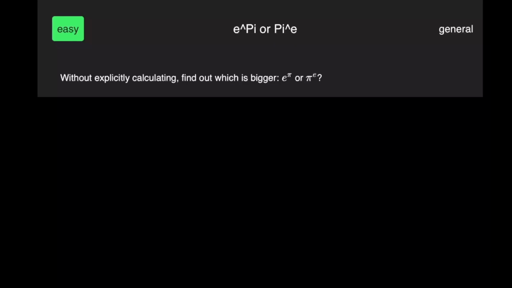But by that I mean, don't use a calculator. Don't try to take the value for e as 2.7 and the value of pi as 3.14 and try to calculate what's the value for 2.7 to the power of 3.14, something like that. We have to find it using pure math, basically.